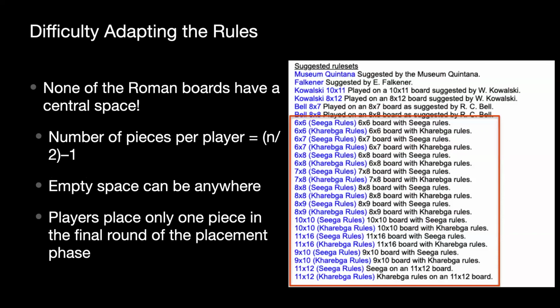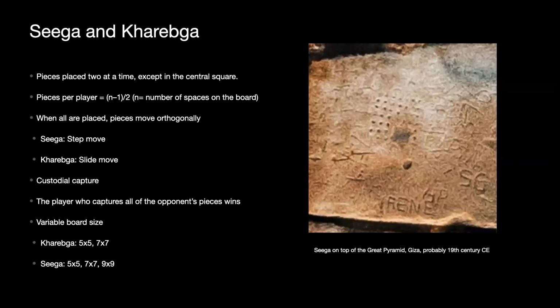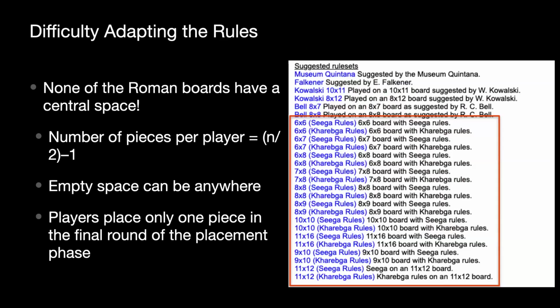Already, we run into some problems in trying to place the rules from those games onto these boards. So according to the data set that we had, of all the boards that we found, none of the Roman boards have a central space on them. So for Siga and Karebga, they're 5x5, 7x7, 9x9. That geometry leaves a central space open, which is the one that you have to leave open when you're placing the pieces. But the Roman boards don't have that because they all have an even number of spaces. So that's already something interesting that's going on there.